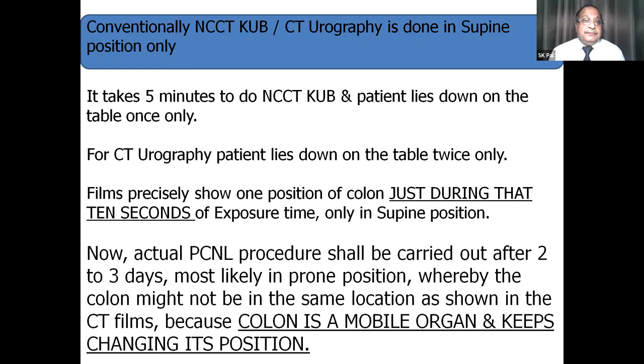Now there is one hitch to it. When you are doing an NCCT KUB or a CT urography, the patient is there for only 5 minutes. If it is a non-contrast CT scan, he is getting only a 10 second exposure at that time. After that, he comes off the table and goes to the injection room. Contrast is injected. After 15 minutes, the patient is brought to the table again, and another exposure is made, that is also just for 10 seconds. So you are seeing only 2 images of the colon, only those 10 seconds during the NCCT KUB and during the CT urography. Twice you have seen where the colon is.